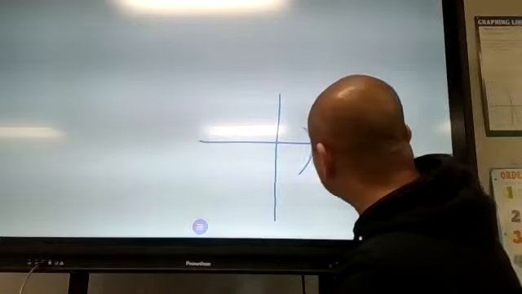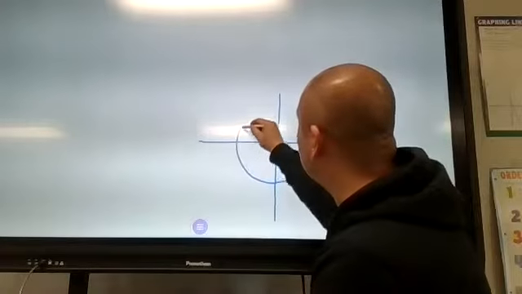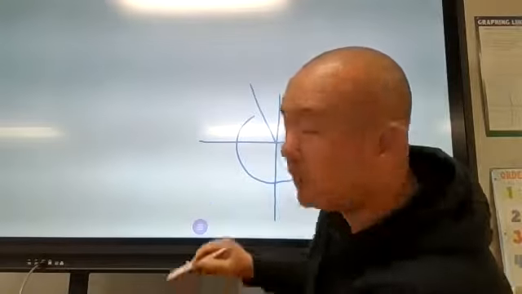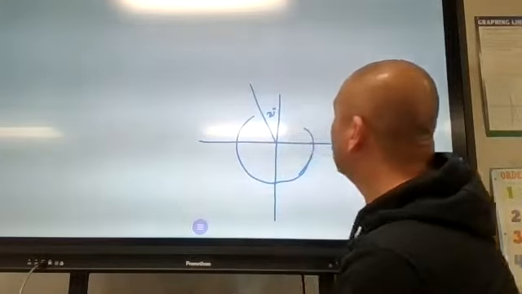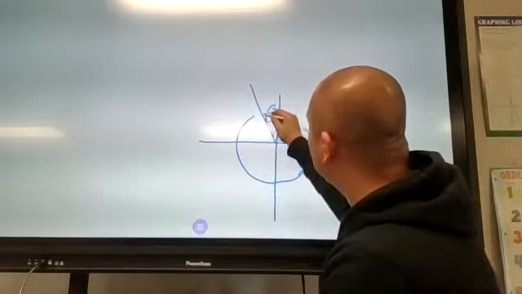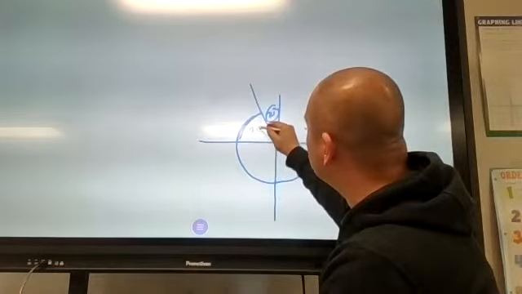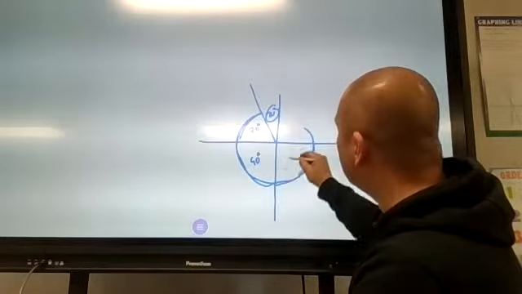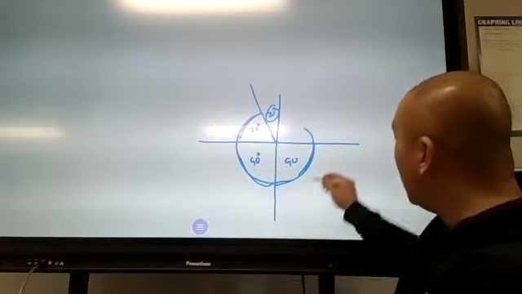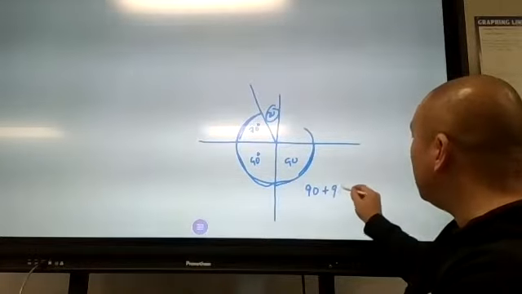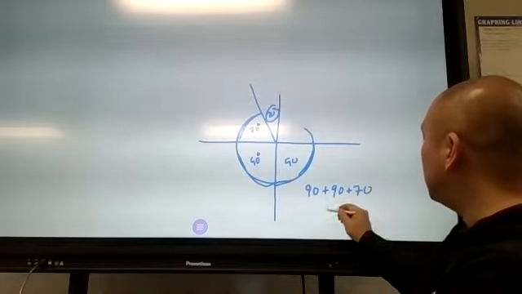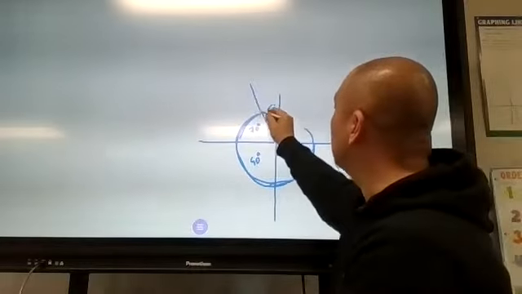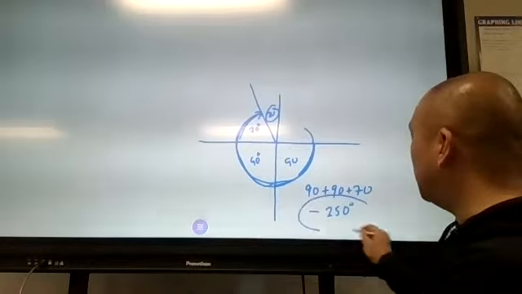When you go this way, whatever angle you get is going to be negative. It stops at about 20 degrees here. From that, we know this portion right here is 70 degrees, this portion is 90 degrees, and this portion is 90. So 90 plus 90 plus 70 equals 250 degrees. But since we went the opposite direction, this has to be negative 250.